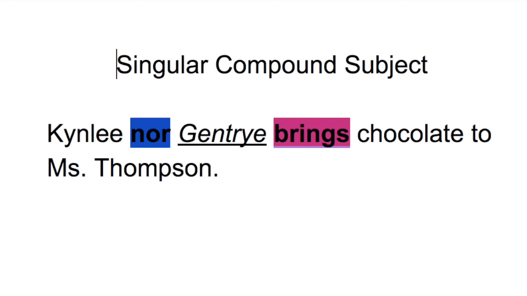Gentry is the closest, right? Well, how many is Gentry? Is she singular or plural? She's singular. I don't know if we can handle more than one Gentry in this world. All right, but Gentry is singular. So then the rule of subject-verb agreement applies to the singular subject. Gentry brings. So if you have a compound subject joined by or or nor, the verb agrees with the noun that's closest to it, that's right next to it.